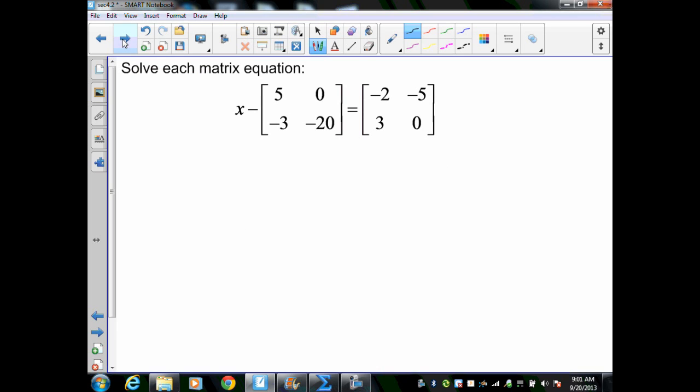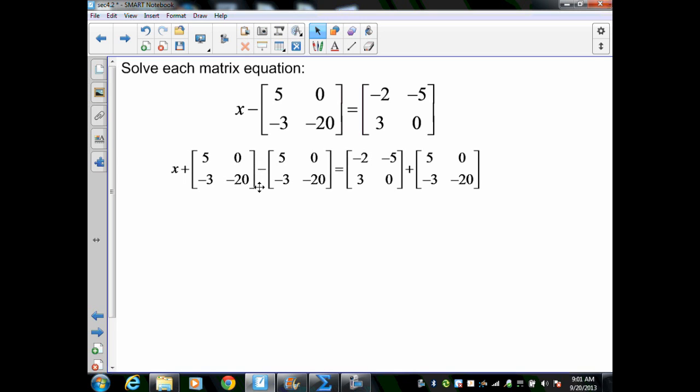Here is our first matrix equation. I want to use inverse operation to eliminate this matrix. I'm going to add it to both sides. When I do that, my problem is going to look like this. I'm going to add this matrix to both sides. Now what I can do is just add these two matrices. We know by inverse operation that these two matrices will eliminate. 5 minus 5 is 0, 0 minus 0 is 0, negative 3 minus a negative 3 is 0, and a negative 20 minus a negative 20 is 0.